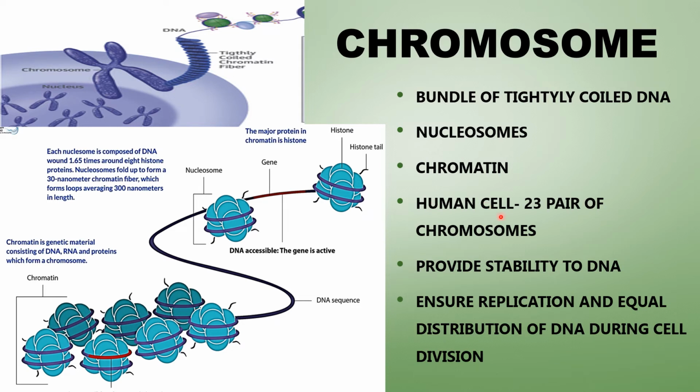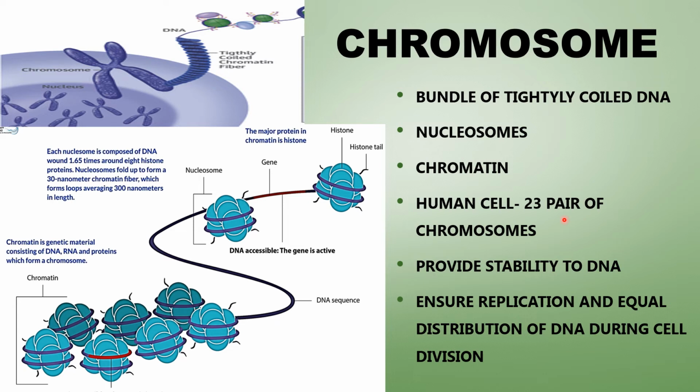Its number is the same for all the cells in a given species. For example, in human beings, all the cells contain 23 pairs of chromosomes, or it can be said 46 chromosomes arranged in 23 pairs. In these 23 pairs, 22 are autosomes and one pair is the sex chromosomes: XX for female and XY for male.